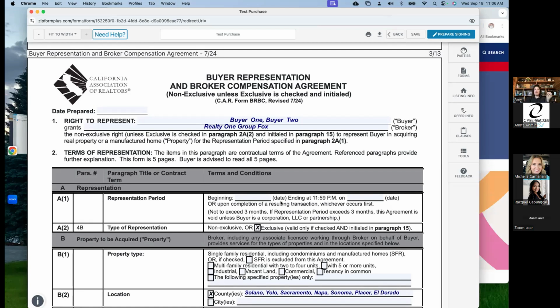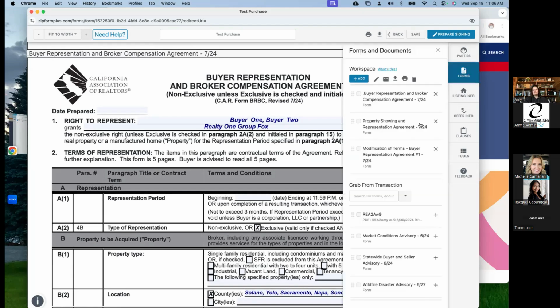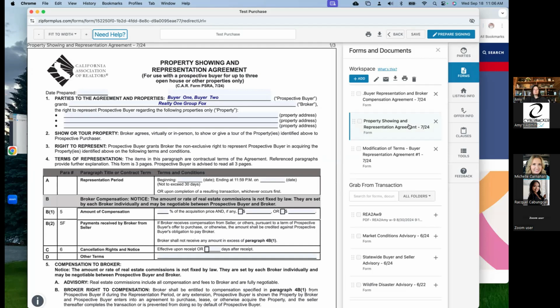And it's not 3 properties and 30 days. It's one or the other. Once you've hit 3 properties, that one then expires. Or once we hit 30 days, if we haven't seen 3 properties, then it expires. So there's the temporary one as well. It's called the PSRA. It's the property showing and representation agreement.